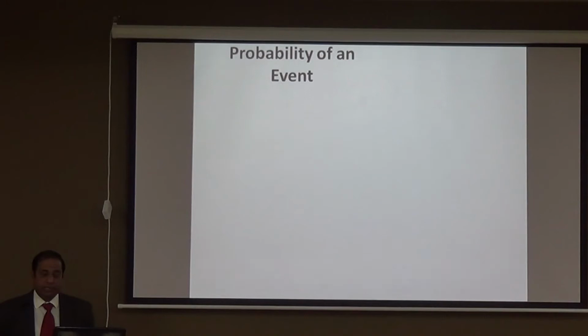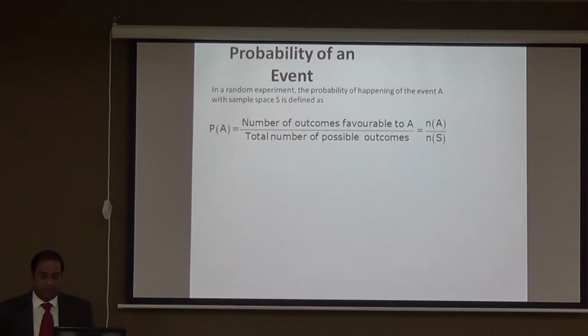Now we come to the next part, that is probability of an event. In a random experiment, the probability of happening of the event A with sample space S is defined as P(A), that is the number of outcomes favorable to A upon the total number of possible outcomes, which can be represented as n(A) upon n(S).